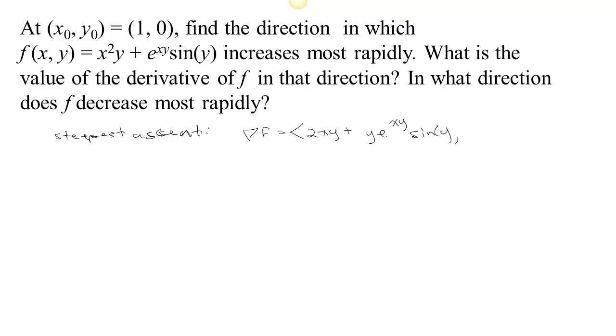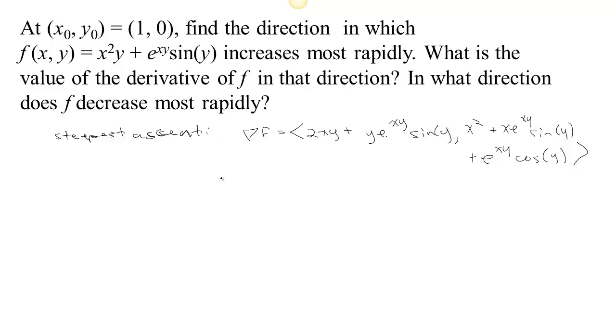Let's see, then our partial derivative with respect to y. The derivative of x squared y with respect to y is going to be x squared, and then the derivative of this is going to require the product rule. So we'll get the derivative of the first, which with respect to y is going to be x e to the xy, times the second, plus the first, e to the xy, times the derivative of the second, which is cosine y. So there's our gradient.